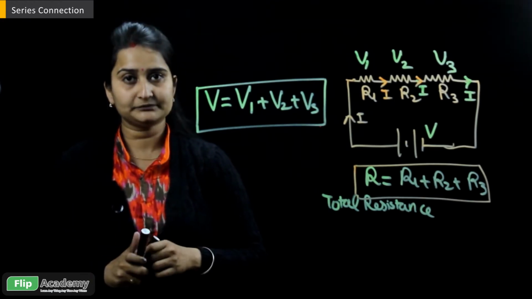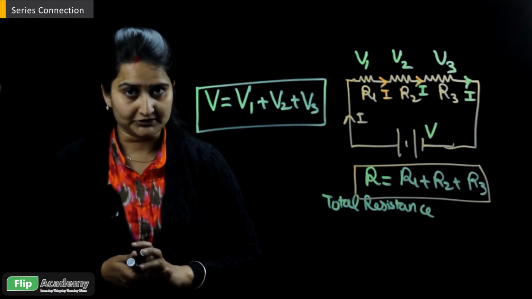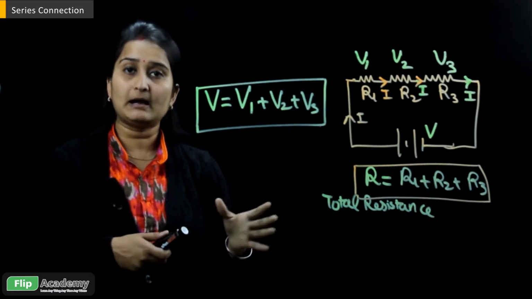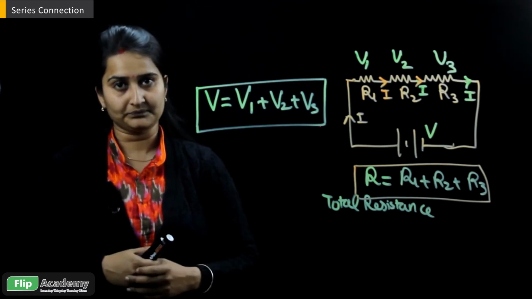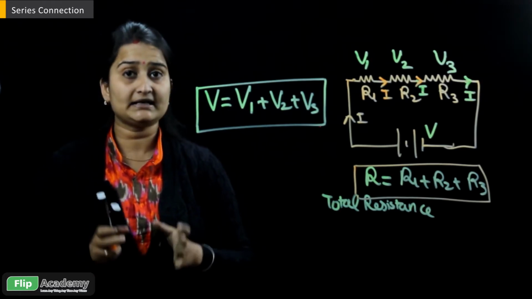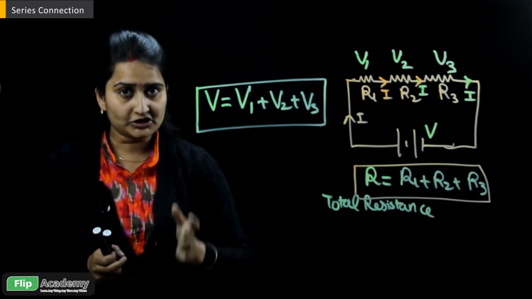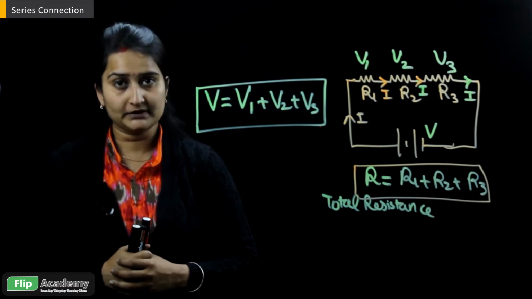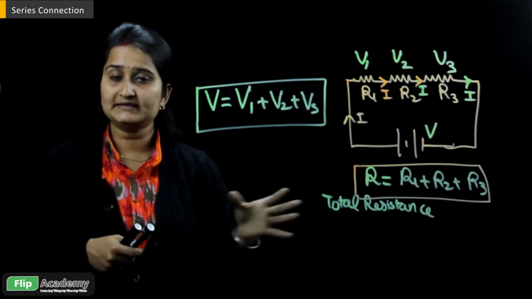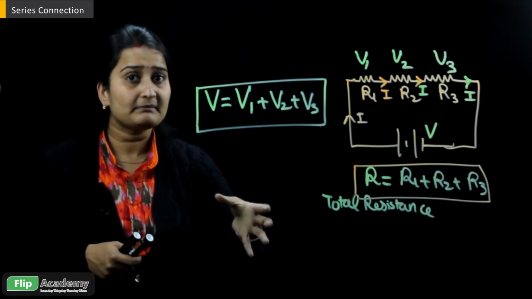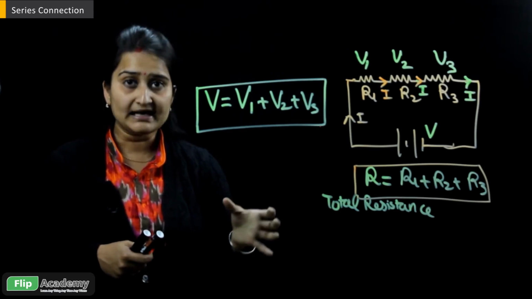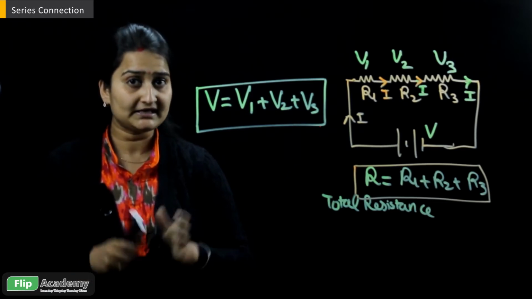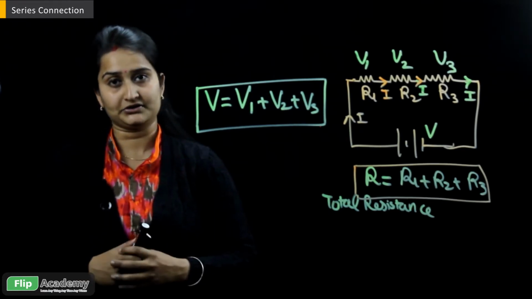Now let's understand. In the case of potential difference, the potential difference gets divided when the appliances are connected in series. When the appliances are connected in parallel, then the potential difference across it remains the same. Next, understand the current aspect. When the appliances are connected in series, then the current remains the same. While when the appliances are connected in parallel, then the current gets divided into different currents.